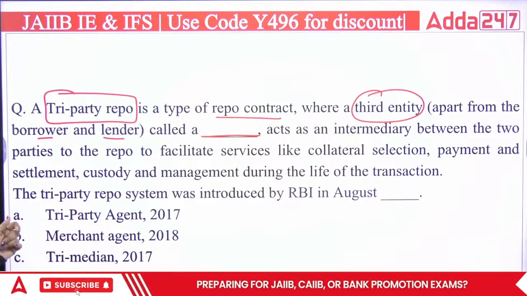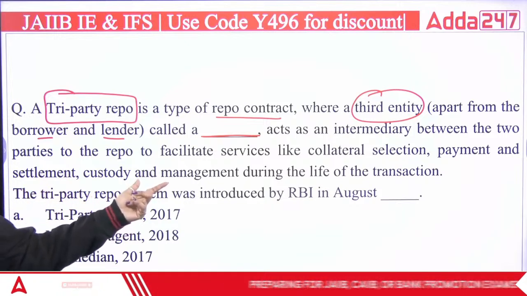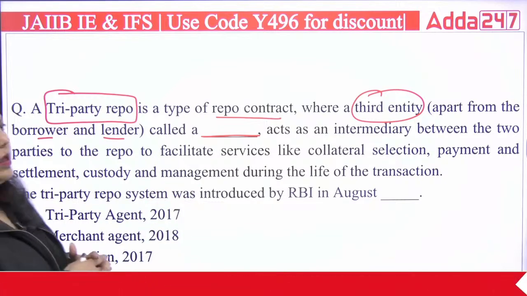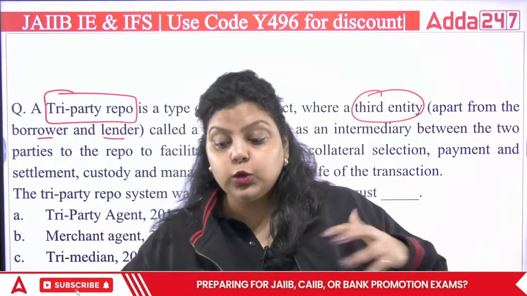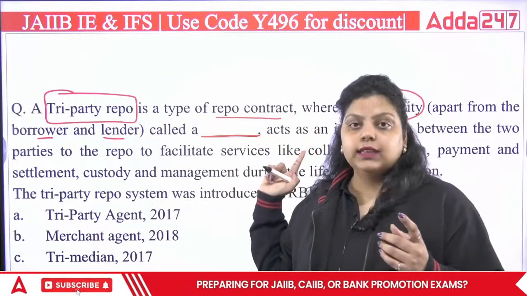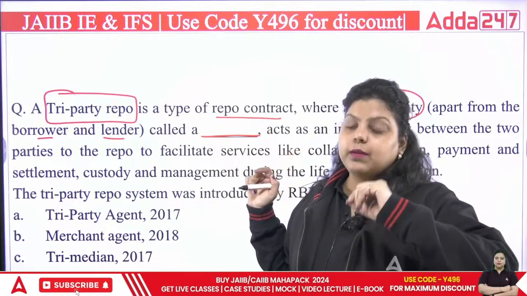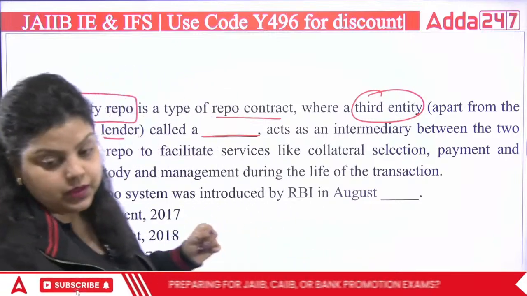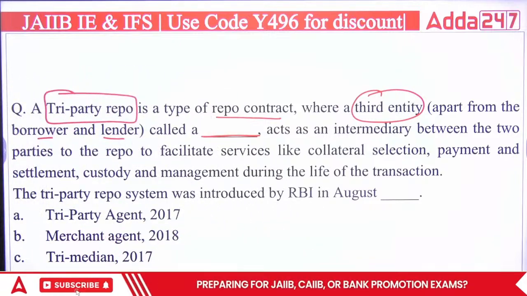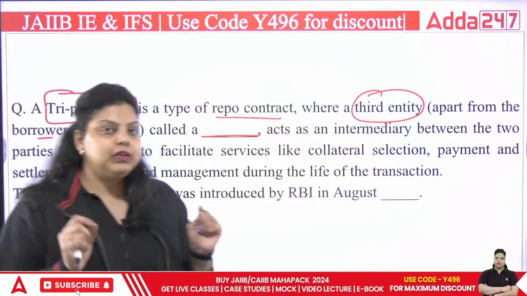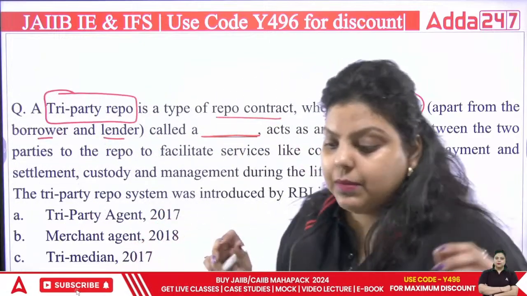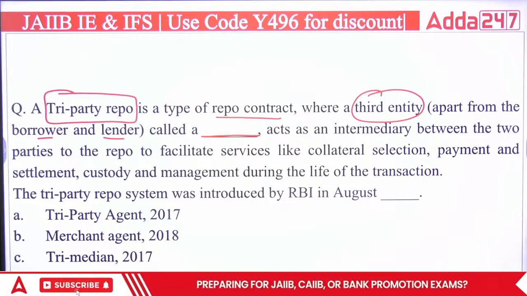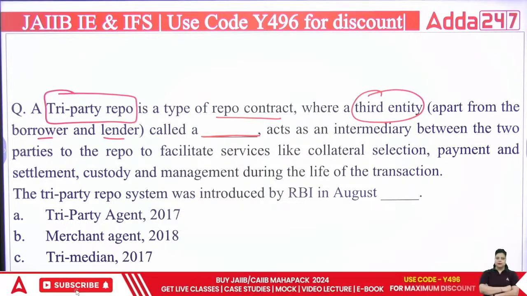And the second fill in the blanks question is the tri-party repo system was introduced by RBI in August dash. So two fill in the blanks have been given. First is talking about what we call this third party in the tri-party repo. And the second is talking about when this tri-party repo instrument was introduced by RBI. So you have to answer out of A, B, C, D, which particular fill in the blanks option is correct here. A, B, C or D. Which of the following is correct?